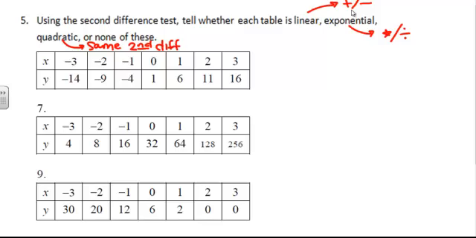Remember, linear, you have the same first difference. You're adding or subtracting the same thing. Quadratic, you have the same second difference. And if it doesn't match any of those patterns, that's when it will be none of them.